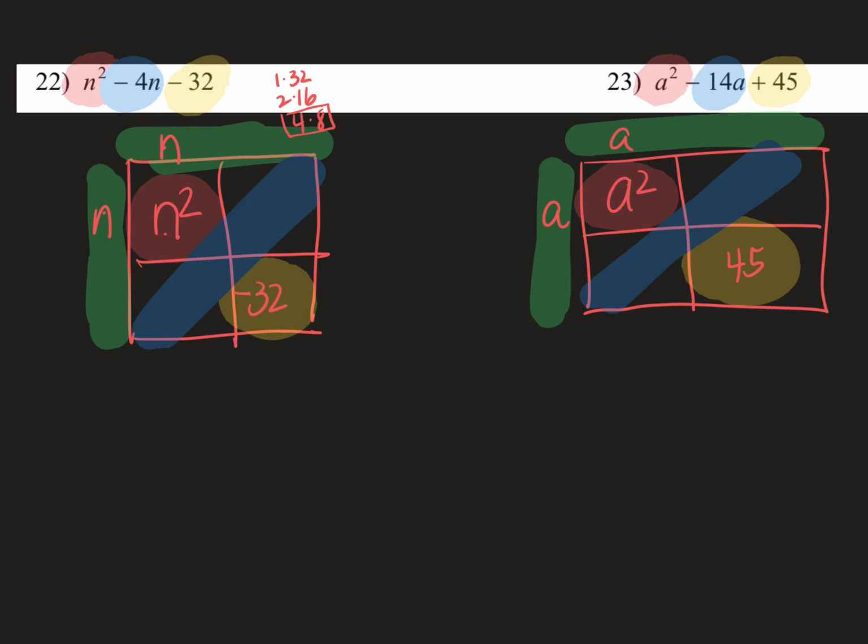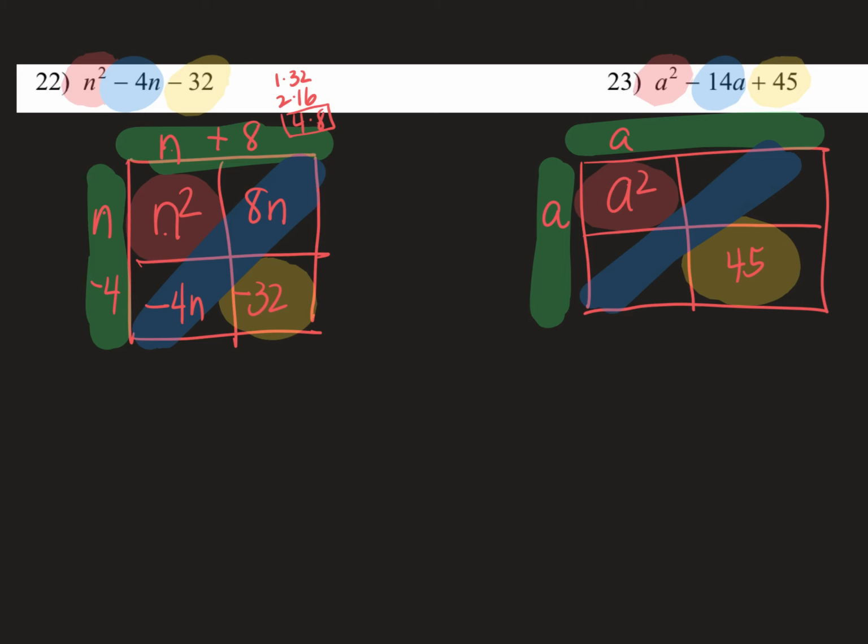Okay, and now I'm going to do positive 8 and negative 4 and see if that works. Does that work? Positive 8 times n is 8n. Positive n times negative 4 is negative 4n. Do 8n and negative 4n add together to give me negative 4n? And the answer is no.